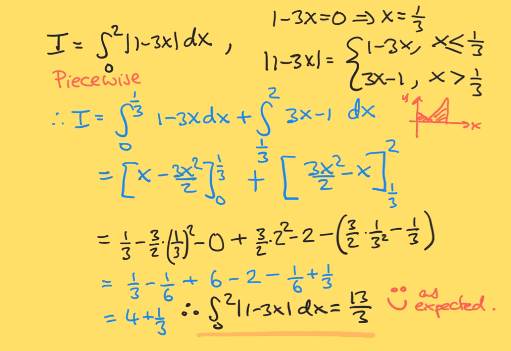And then we add this at the upper limit. So you put in x is 2, so it is 3 over 2 times 2 squared, minus 2. Minus, open a bracket to write all of this out at the lower limit, and it's 3/2 times a third squared, minus 1/3. Close the brackets. And now we notice something interesting.